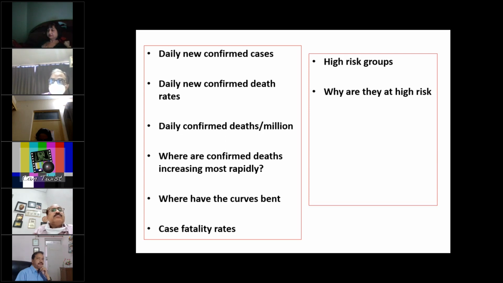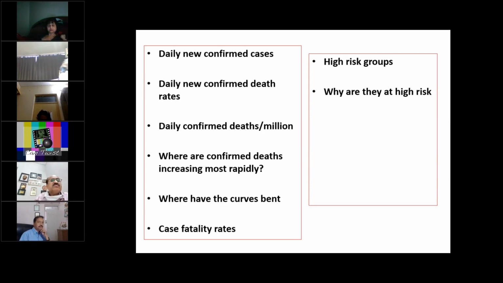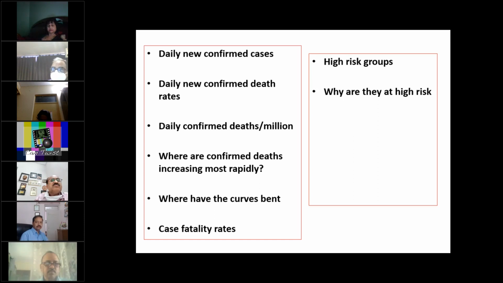So I'll just briefly look at the outcome data from the world in terms of confirmed cases, mortality rates, brief look at where the curves have bent, and then finally come to what the high risk groups are and why they are at high risk.